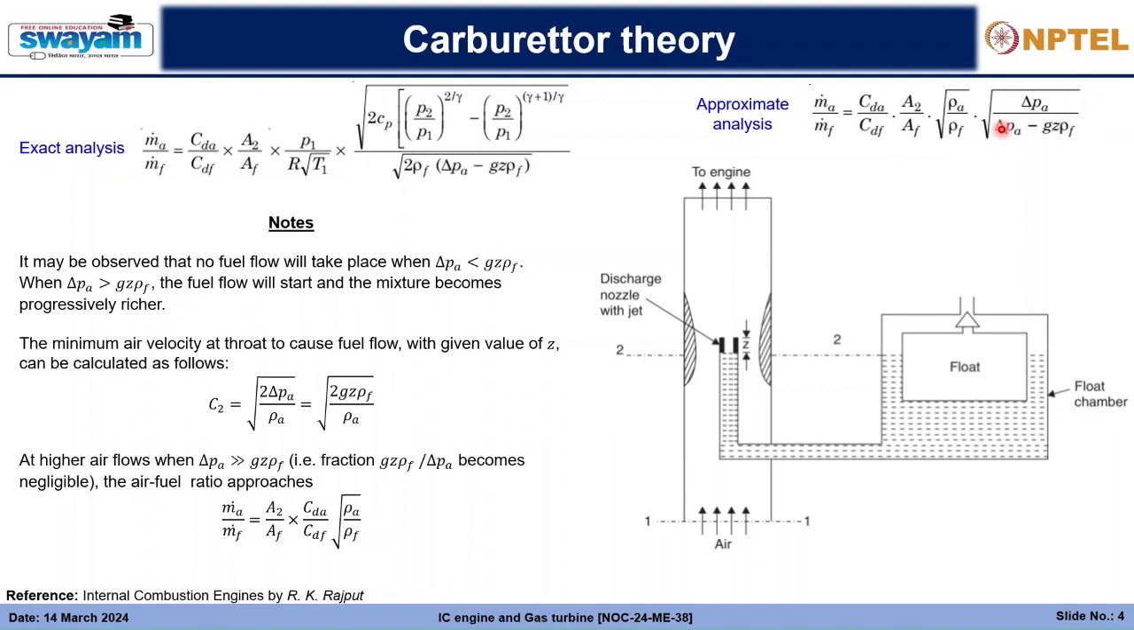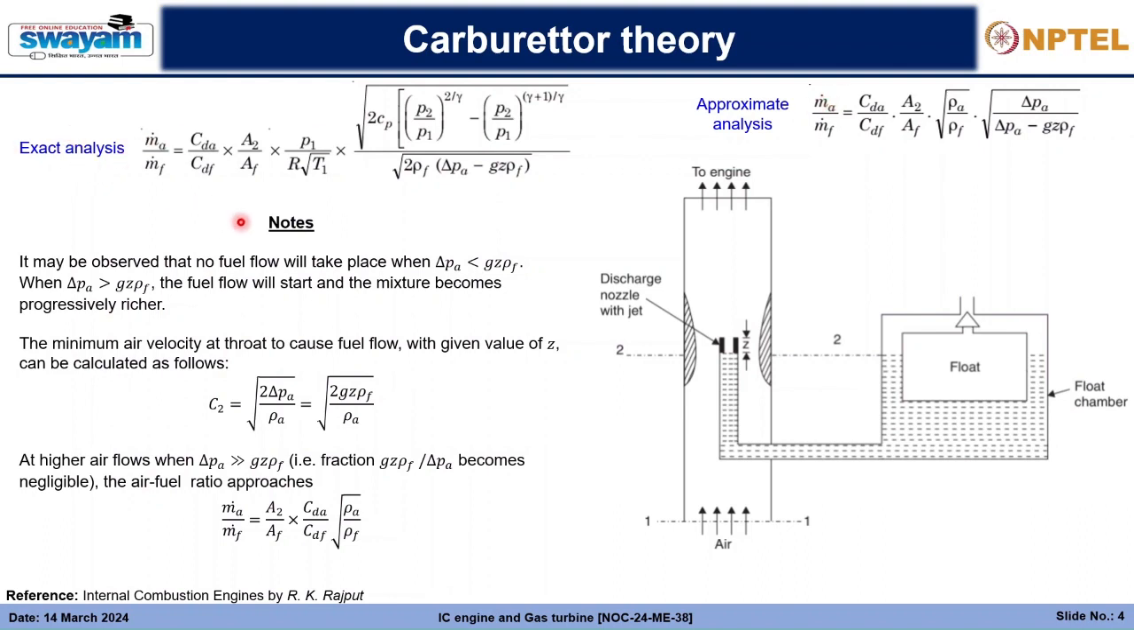In the exact analysis, in contrast to the approximate analysis, it actually considers the air to be compressible, and that is the actual scenario. That's why it is called the exact analysis. For calculating the mass of air, they have used the SFE equations, steady flow energy equations, whereas in approximate analysis, a simple Bernoulli's theorem is sufficient to calculate the mass of air.